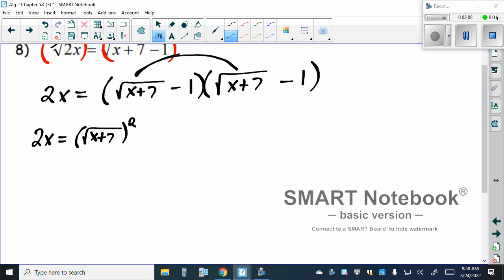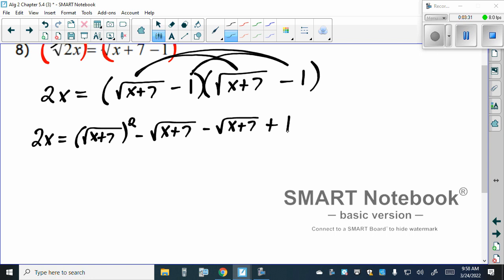Our next one's going to be square root of x plus 7 times negative 1. So this is going to be negative square root of x plus 7. Now we can move on to the negative 1 and multiply it through. Well, negative 1 times square root of x plus 7 is negative square root x plus 7. And lastly, negative 1 times negative 1 is plus 1. Questions on this so far?